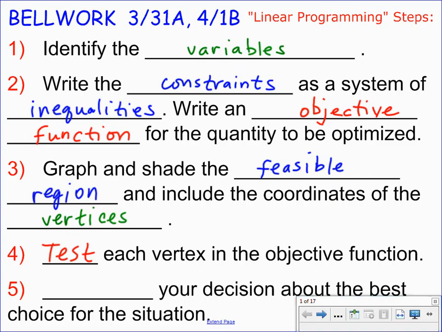We're going to state our decision about the best choice for the situation. So lastly, we'll state our decision about the best choice for the situation.